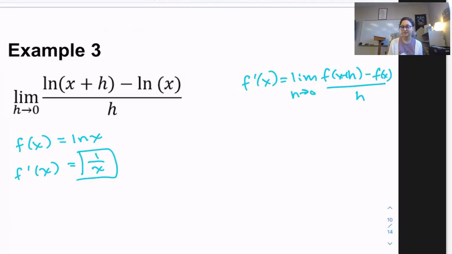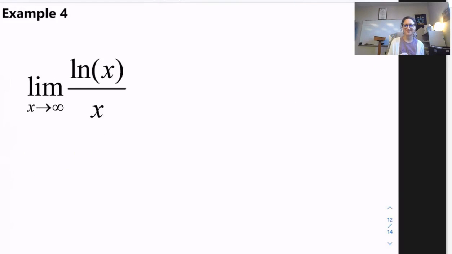You can do this using L'Hopital's, but it's quite a bit of mental gymnastics because you have to think of h as your variable and x as a constant, which is not an easy thing to do because x is very rarely used as a constant. So if you want to see that done with L'Hopital's rule, we can certainly do that in class. All right, last one. Will you please write this one in your notes?